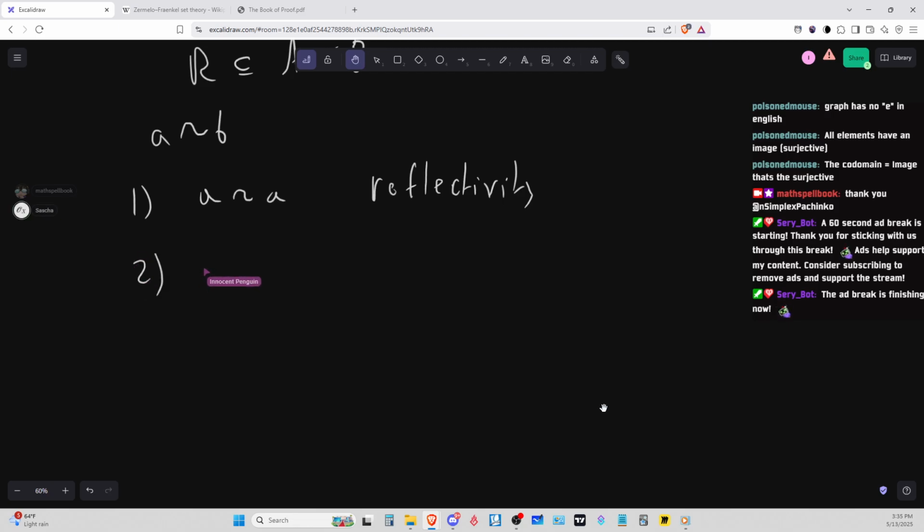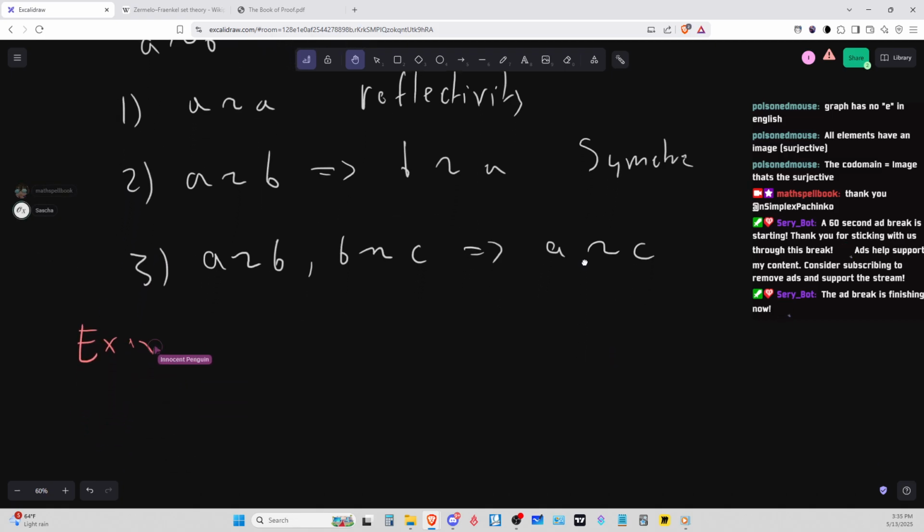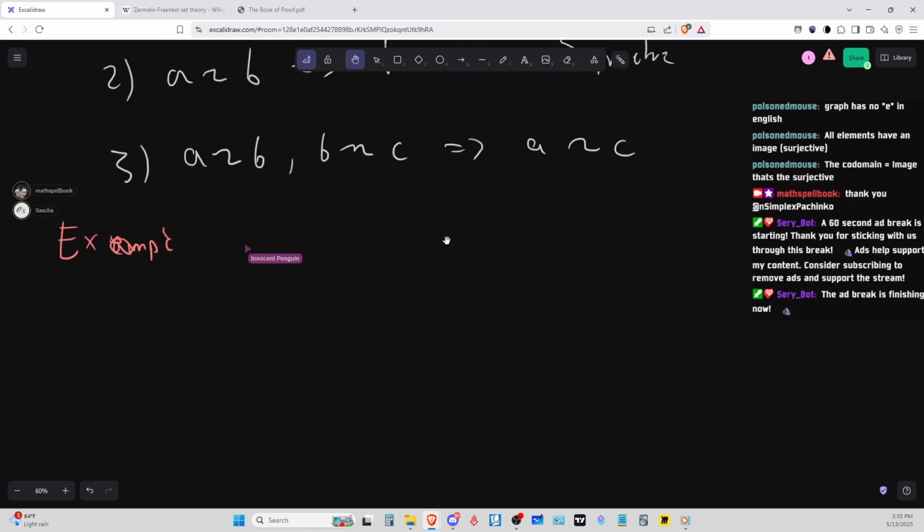The second property: if we have A which is equivalent to B, then we have B which is equivalent to A. This is symmetry. For example, if you have 2 equal to X, then you also have X equal to 2. And the last property is transitivity. If you have A equivalent to B and B equivalent to C, then A is equivalent to C. The simplest and most famous example is equality.